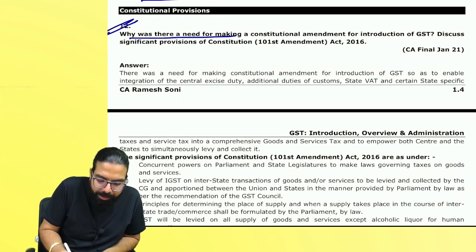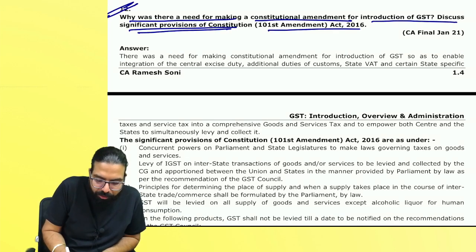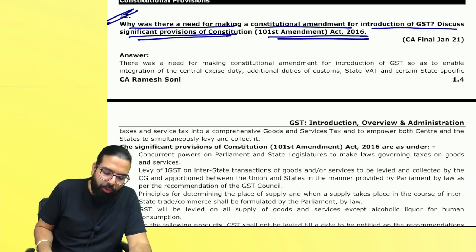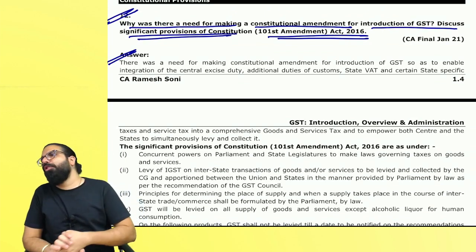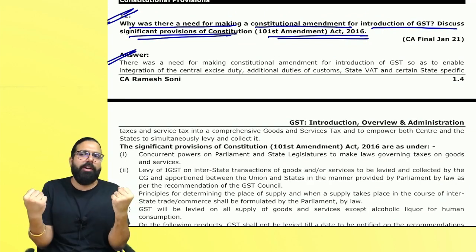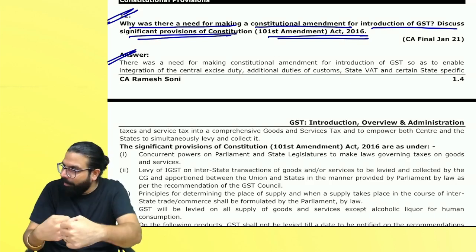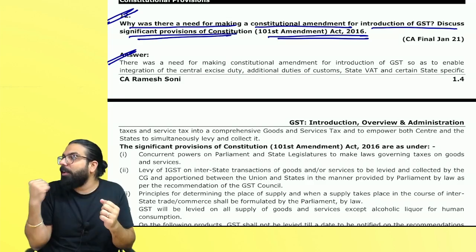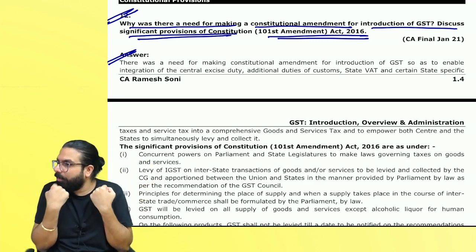Why was there a need for a constitutional amendment for the introduction of GST? Discuss the significant provisions of the Constitution Amendment Act 2016. Because the central government and state government wanted equal, concurrent power to charge GST. That is why we wanted to amend the Constitution, so that we can give equal power to both governments to charge GST.